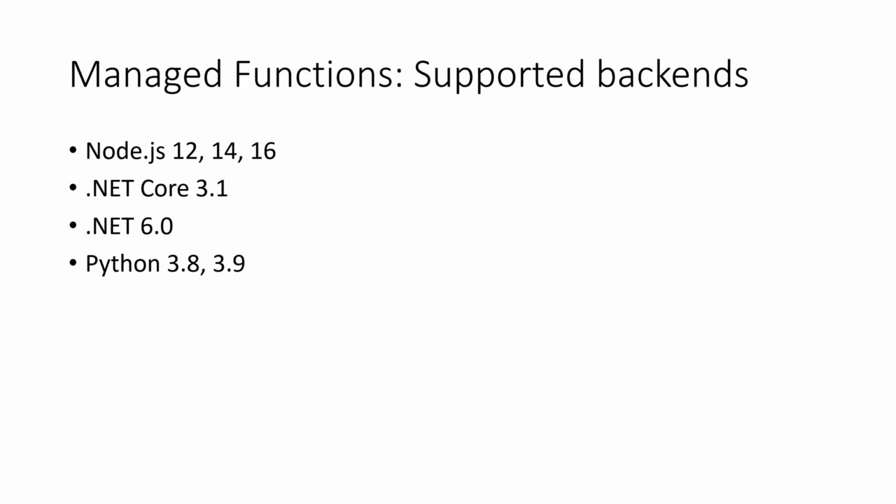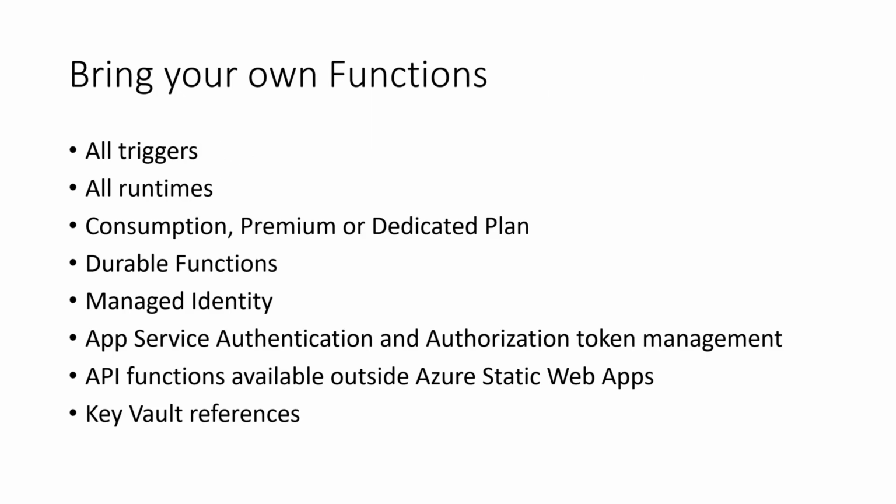Now, as soon as you start bringing your own functions, you can have functions of all trigger types, of all the runtimes that are available on Azure Functions by default. You can either use consumption, premium, or the dedicated plan. It enables you to have durable functions. It enables you to use managed identity. So there's a lot to say for a bring your own function solution as soon as you need more control of what actually happens in that backend.